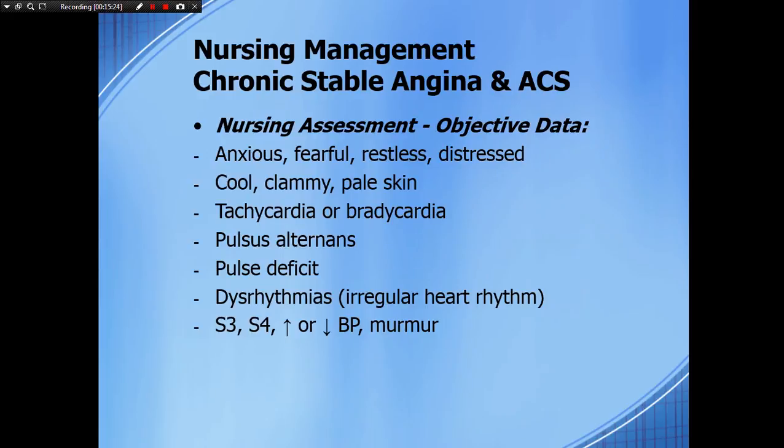So we need to perform a focused physical assessment for the following clinical manifestations. A lot of them are key with any kind of cardiac event, especially chest pain. Anxious, fearful, restless. They've got cool, clammy, pale skin. Their heart rate can be either elevated or, in severe cases, slow. Do they have a pulse deficit? Do they have an irregular heart rhythm? And do they have any type of irregular heart sound, murmur? And do they have problems with their blood pressure being too high or too low?